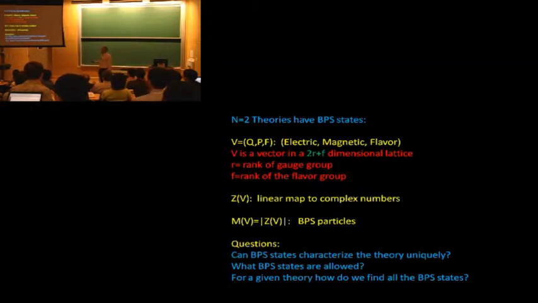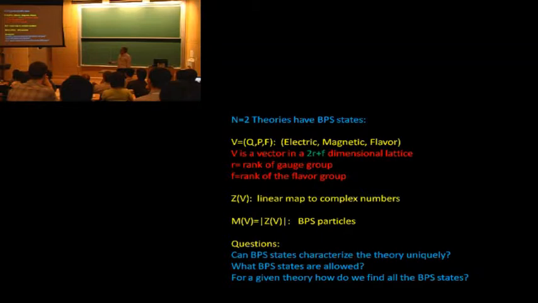So these theories, four-dimensional N=2 theories, have interesting elements in the Hilbert space, which we call BPS states. And these states are captured by certain charges, electric and magnetic charges, and some flavor charges, additional charges that they may be associated with. Given an electric, a magnetic, and a flavor charge, we define a vector in a 2r+f dimensional space, where r is the rank of the gauge group. So q has r elements and p has r, so we get a 2r dimensional space for electric and magnetic charges. And the flavor I call rank f. So you have a 2r+f dimensional lattice that this belongs to.